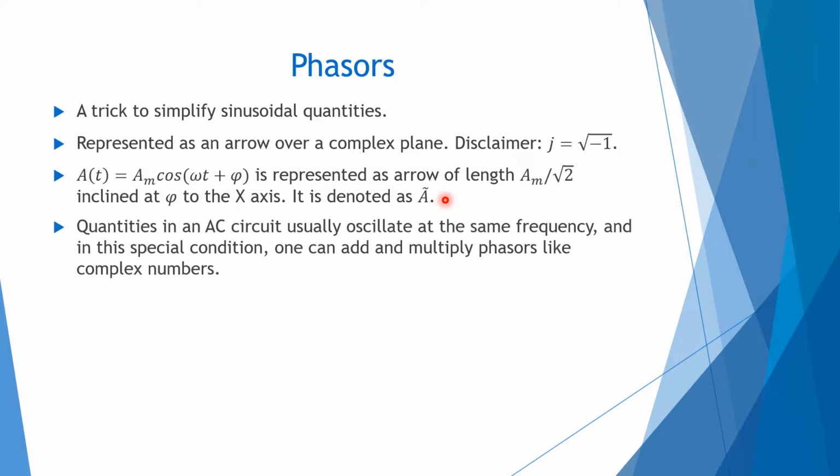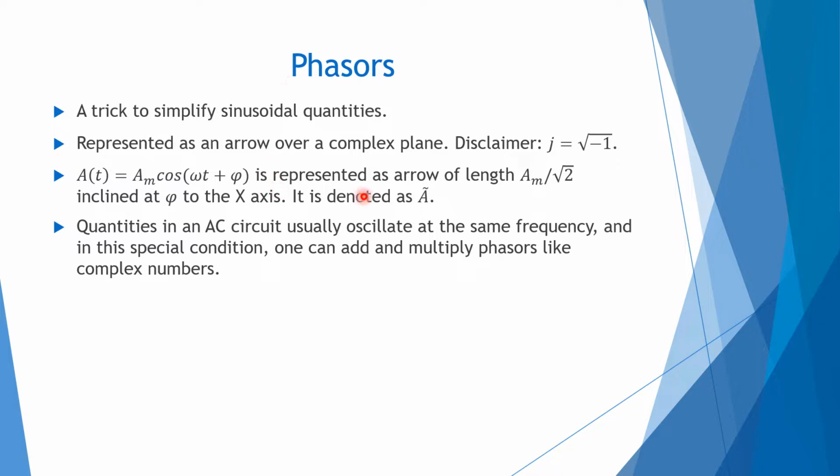And if you have a voltage source that is oscillating at 50 Hz in a circuit, the current also oscillates at the same frequency. It is oscillating at 50 Hz. All voltages in the circuit are oscillating at 50 Hz. All currents in the circuit are oscillating at 50 Hz. In this condition where everything is oscillating at the same frequency, you can add the complex numbers, and then what you get as the addition is the sum of those sinusoidal quantities.